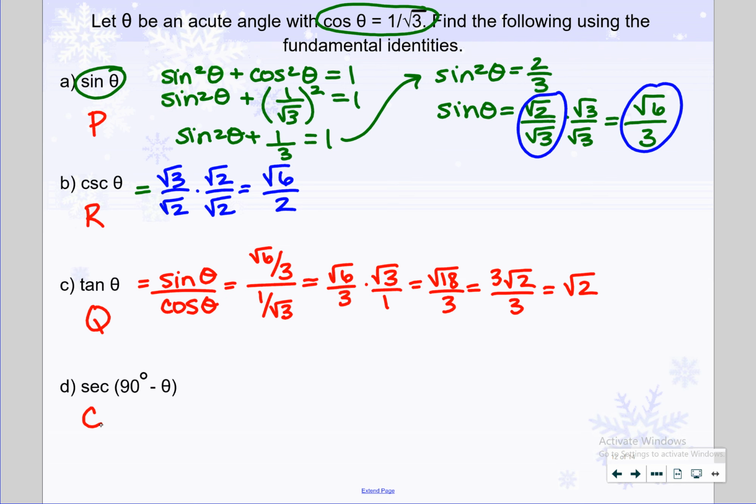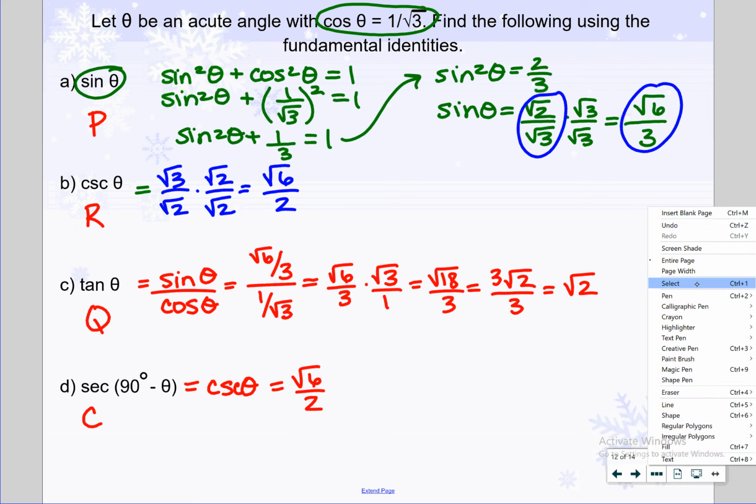If you look at the co-function identities, secant and cosecant are a pair. One angle is 90 minus theta, the other angle is just theta. So this is saying that what I'm trying to find is equal to cosecant theta. And didn't we already find that? It was rad 6 over 2. That's it.